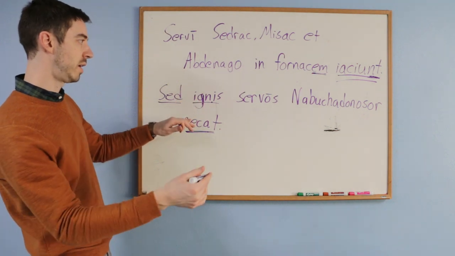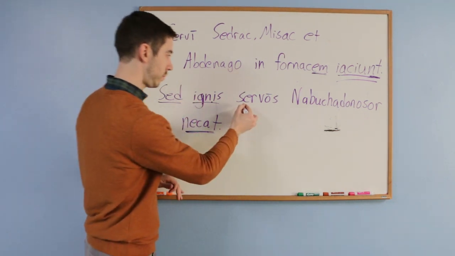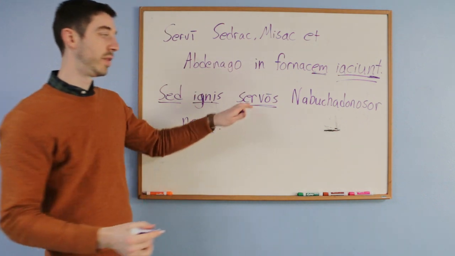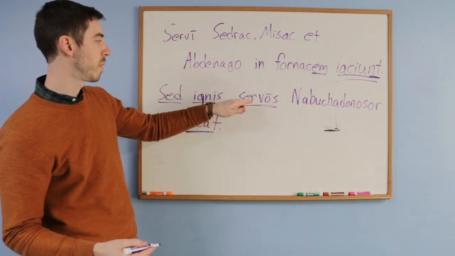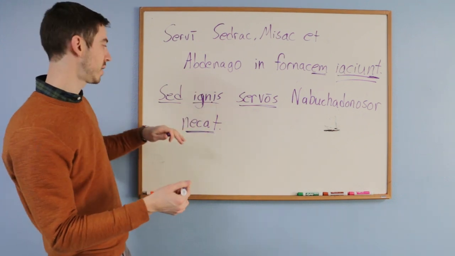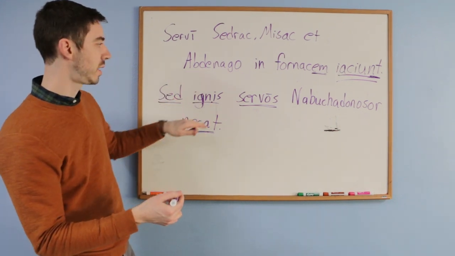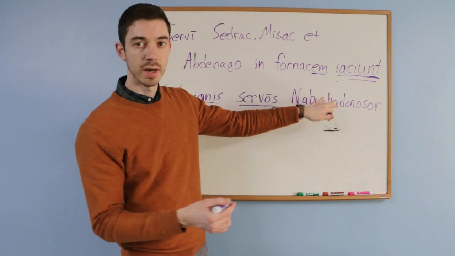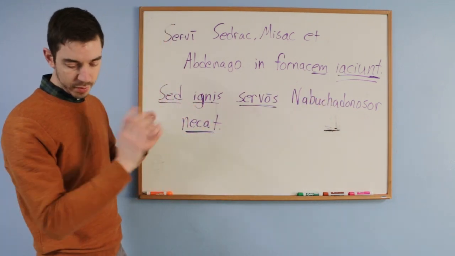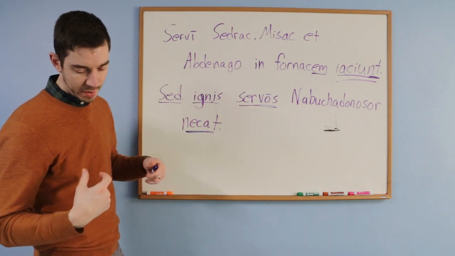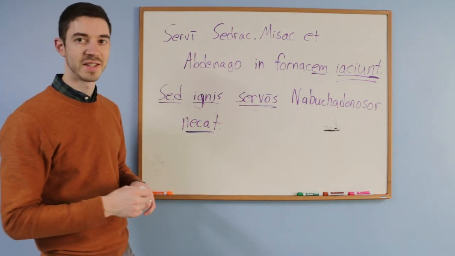So the fire kills, who does it kill? The servos. This is the servants. So this is going to be accusative plural, because it's a direct object. So the fire kills the servants of Nebuchadnezzar. All right. So they throw them in the fire, but the fire kills them. And now let's find out what happens next.